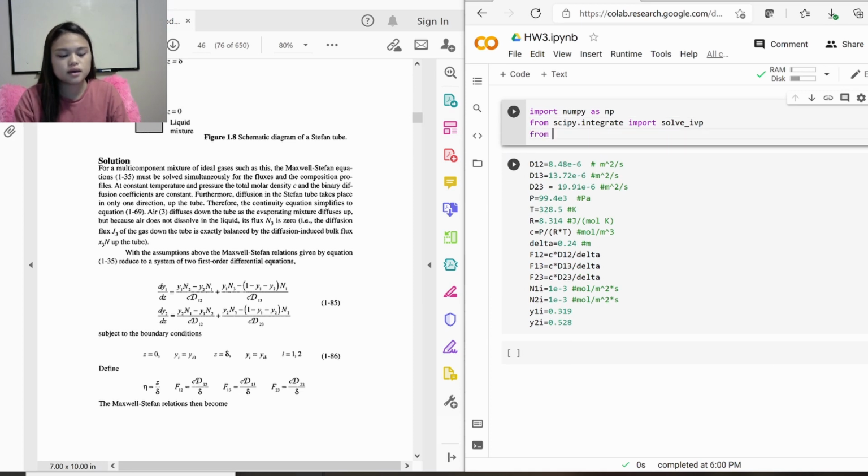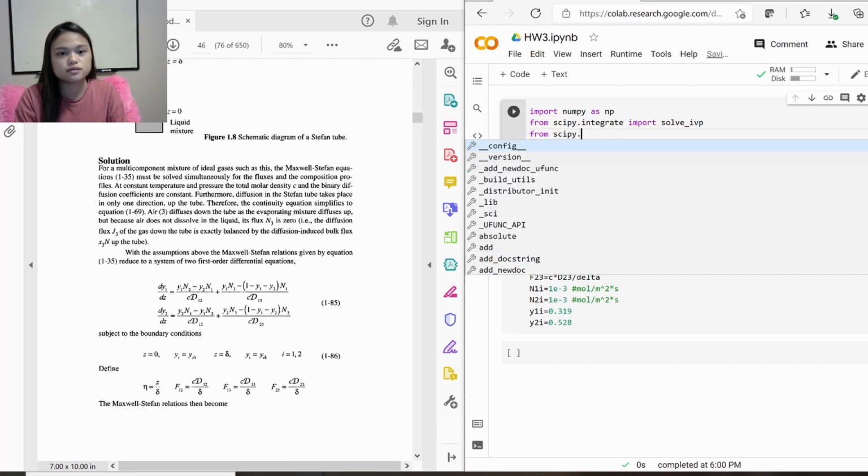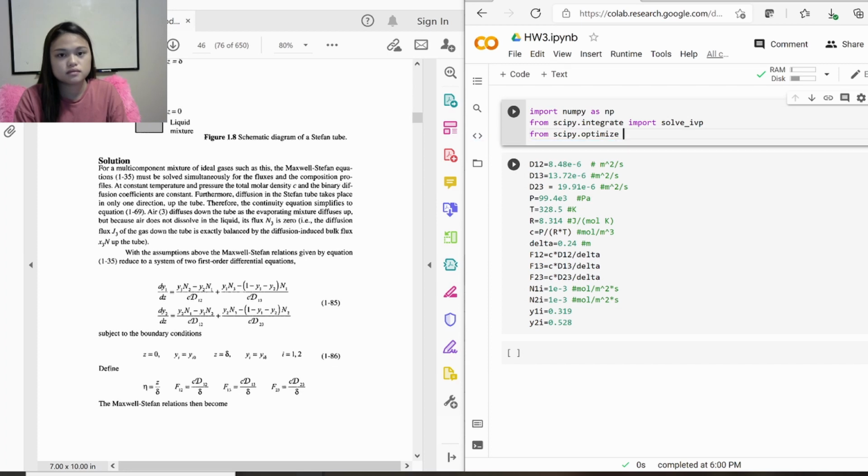Then we want to use SciPy again to be able to use the package called optimize. So we're able to use root finding. Let's type that in first, and then I'll explain it. Then we want to import root, so we're able to find our roots.